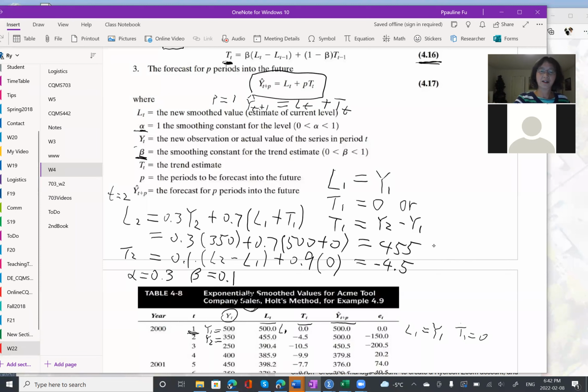So the first forecast starts here. This forecast equals L1 plus T1. L1 is 500, T1 is 0, so you get 500. Next forecast, 450. How do you get 450? You use 455, L2 plus T2. L2 plus T2 gives you the next one. So that is the forecast formula 4.17.